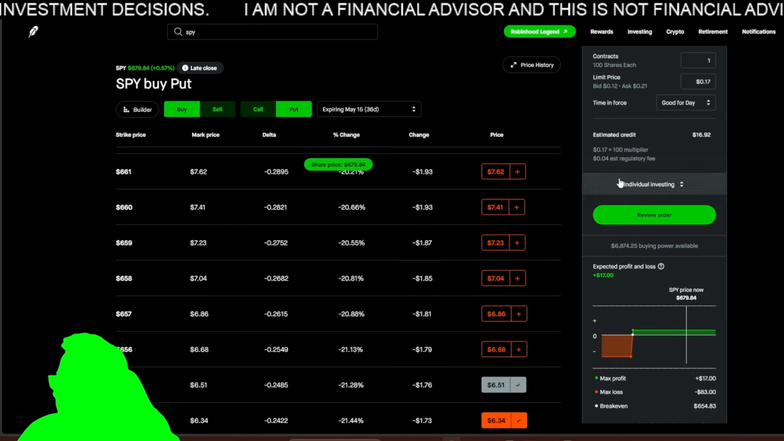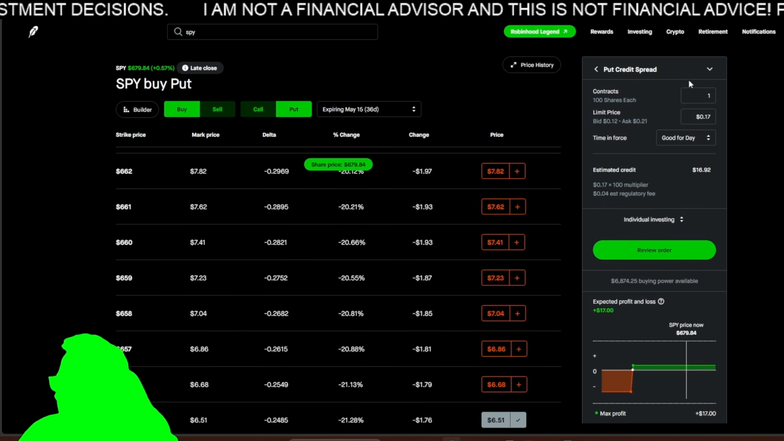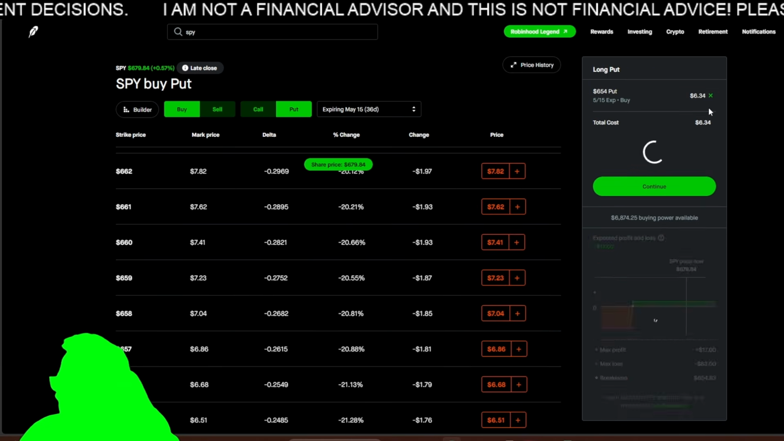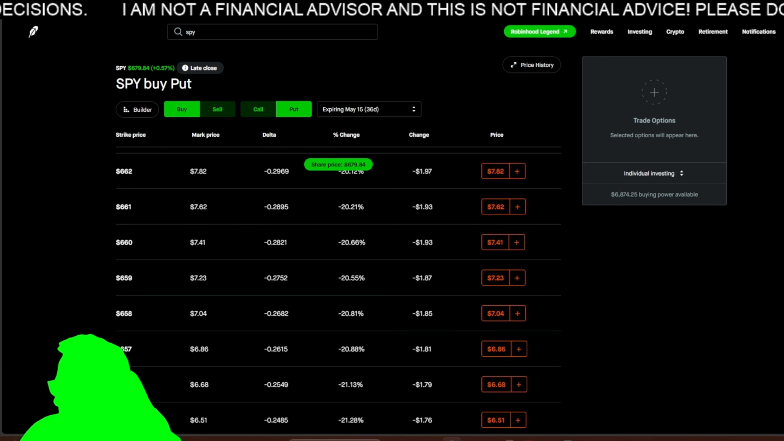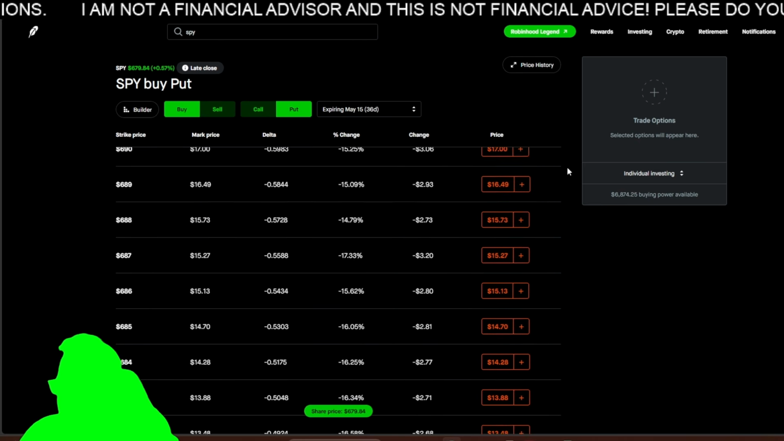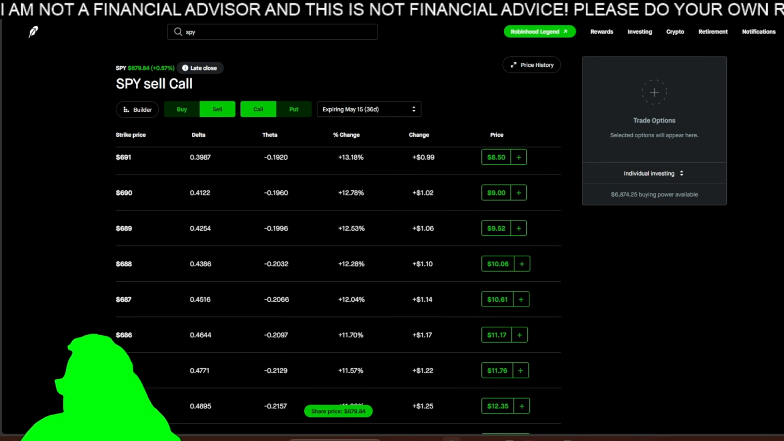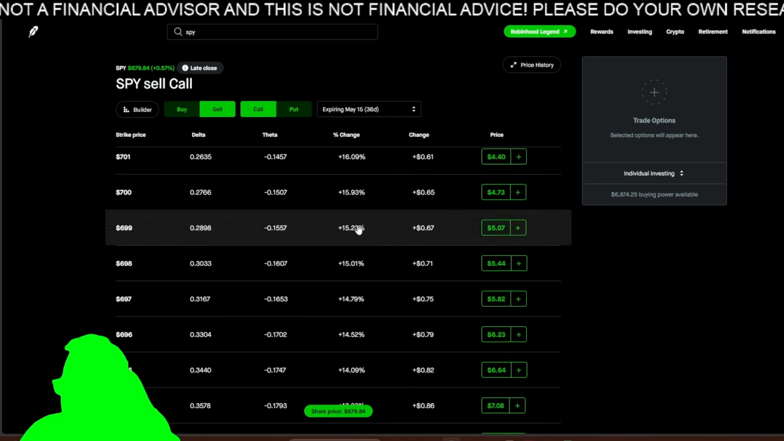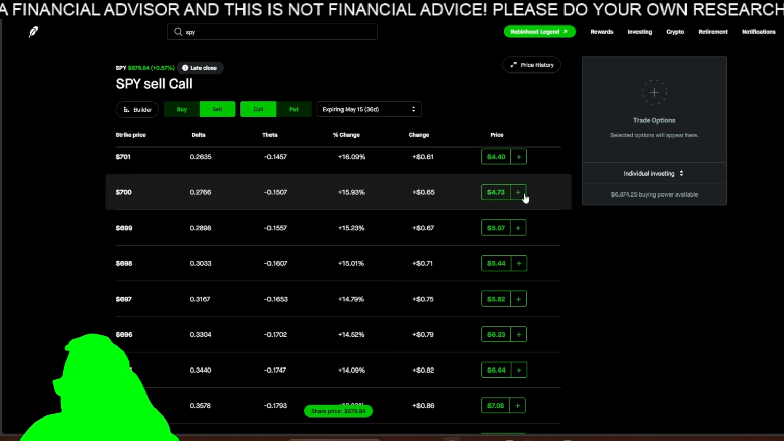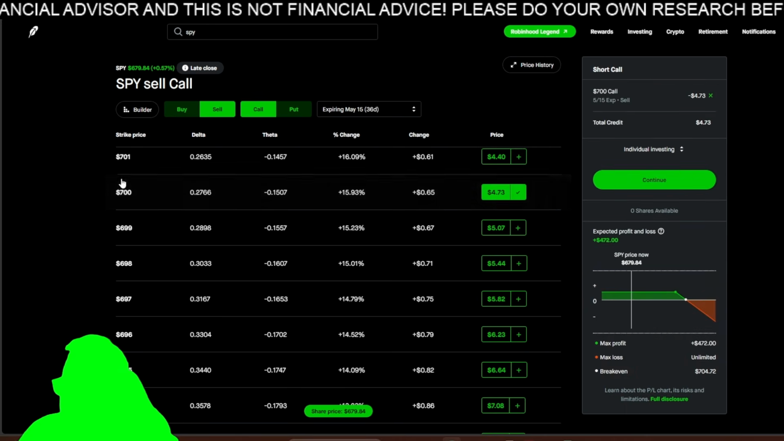Okay. Now, besides doing this on the put side, you could do this also on the call side if you want to say, I'm bearish on the market. So say you're bearish on SPY. You're saying, I don't think SPY is going to go above 700. People are saying 700 is a good number. I think that SPY won't go above 700 here. So you're going to sell a call option here.